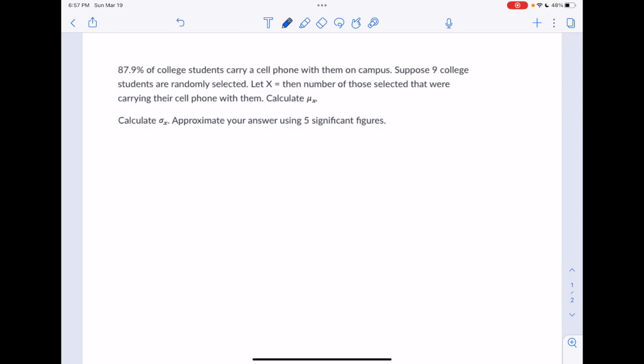87.9% of college students carry a cell phone with them on campus. Suppose 9 college students are randomly selected. Let x equal the number of those selected that were carrying their cell phone with them and calculate mu sub x. And then we're also going to add the next problem from the quiz here too, which is calculate sigma sub x and calculate your answer using 5 significant figures. Those rounding directions apply just to the sigma x. We'll talk about what to do for mu sub x as we go through that one.